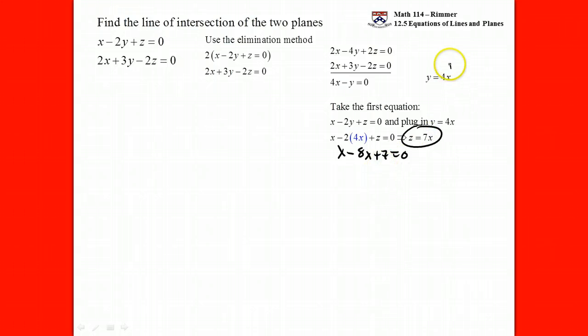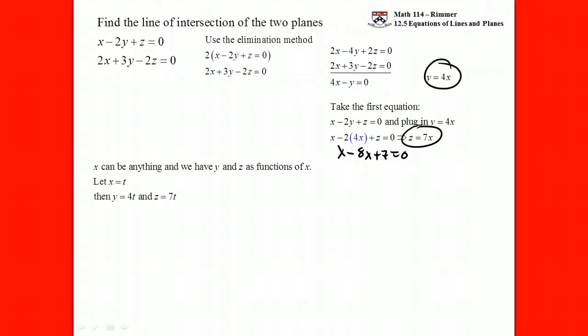If y is 4x and z is 7x, then it must be true that I can now write the equation of the line. Let x be the parameter. I mean, don't call it x though, just call it t. But then right away you'll know the y and the z.